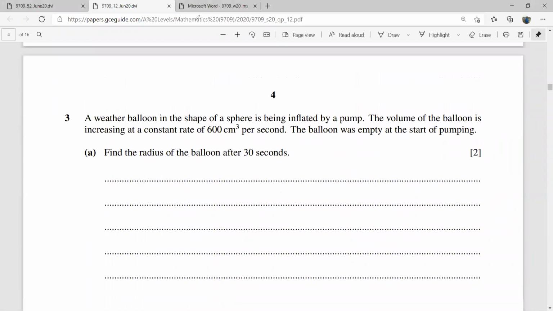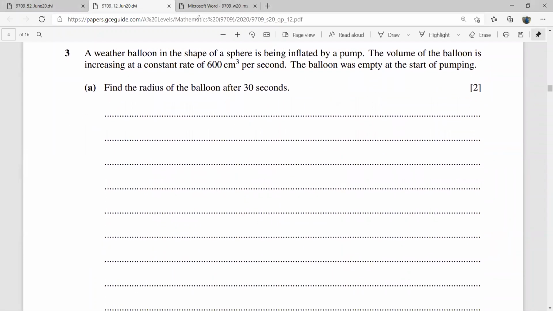Okay, next is the third question here. A weather balloon in the shape of a sphere is being inflated by a pump. The volume of the balloon is increasing at a constant rate. The balloon was empty at the start of the pumping. Find the radius of the balloon after 30 seconds. So the balloon was empty at the start of pumping. That means the time is 0, the volume is 0, and hence the radius is 0.